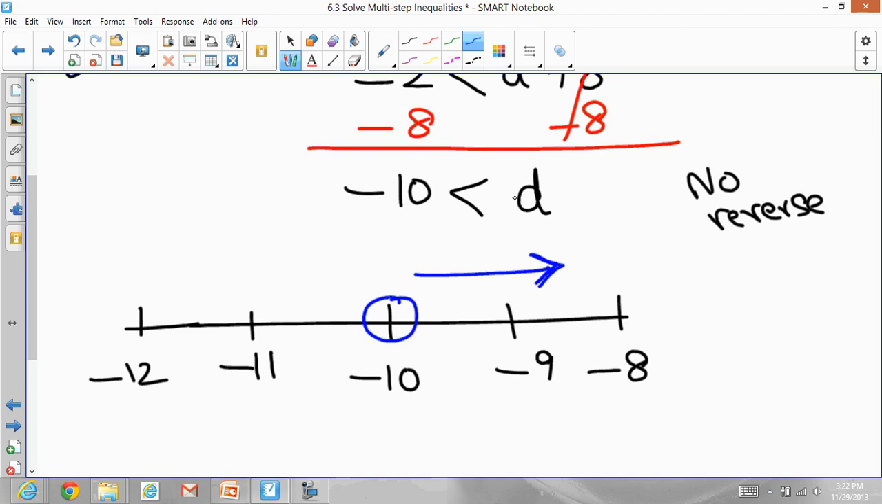You have to take it as d could take on any number that is bigger than negative 10. All the numbers bigger than negative 10 is on the right side. Or my arrow directions will be opposite. They won't be the same facing direction because my variable is not on the left side.